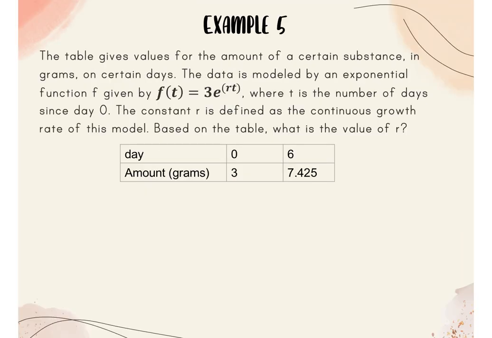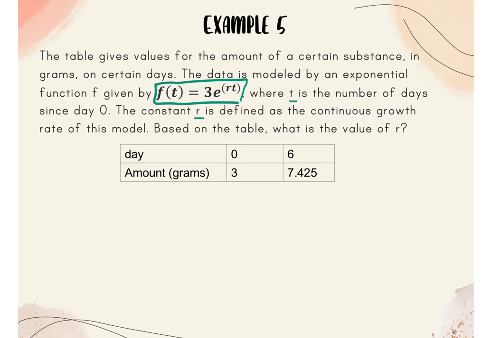All right, example 5. The table gives values for the amount of a certain substance in grams on certain days. The data is modeled by an exponential function given by f of t equals 3 times e to the rt, where t is the number of days since day 0. The constant r is defined as the continuous growth rate of this model. Based on the table, what's the value of r?